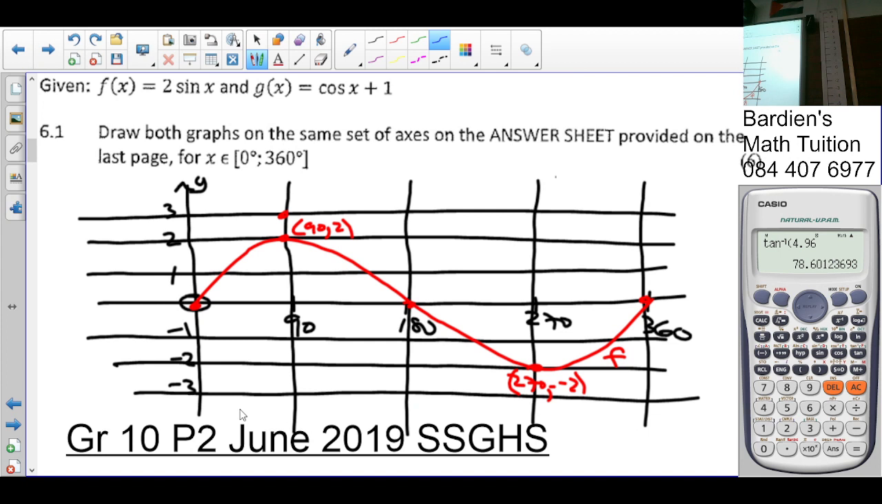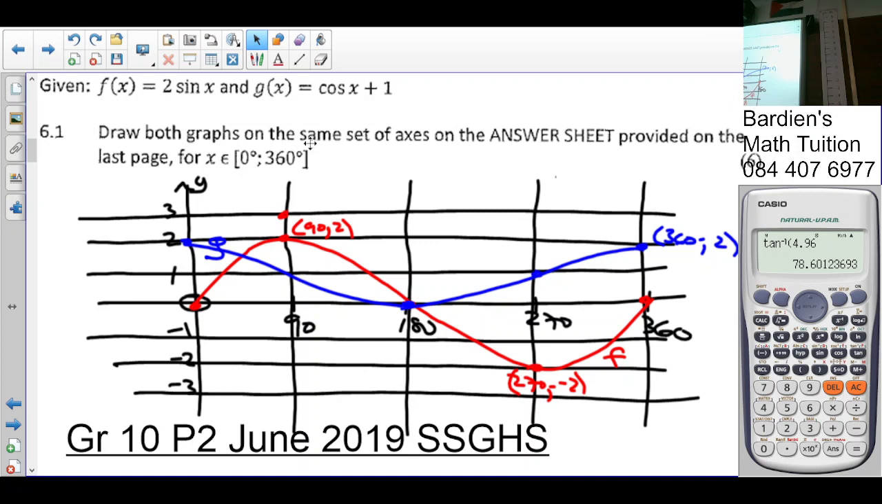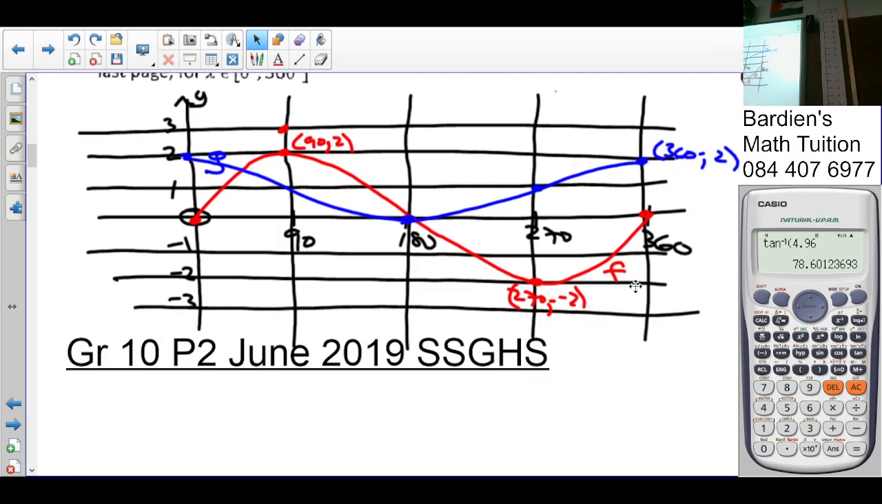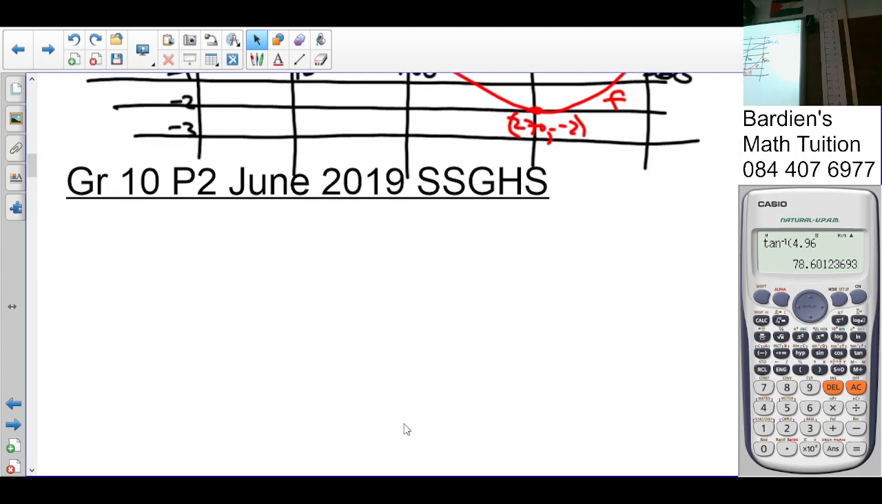Then your g of x graph is a cos graph shifted 1 unit up. So that is 360 and 2. 180 is on the graph, 90 and 1 would have been on the graph. It basically goes through that point. And this is your g of x graph. Very important to write in your turning points, the name of the graph and the end points if it's not on the axis there.